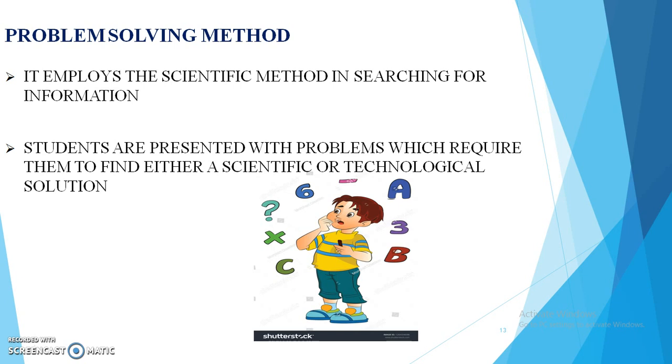The 5 basic steps of the scientific method are: number 1, defining the problem. Number 2, formulating hypothesis. Number 3, testing the likely hypothesis. Number 4, analysis. And the last one is formulating conclusions. We can say it is a student-centered strategy which requires students to become active participants in the learning process. It develops higher level thinking skills.